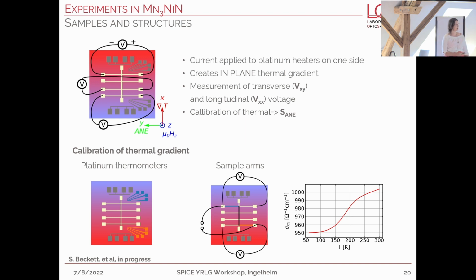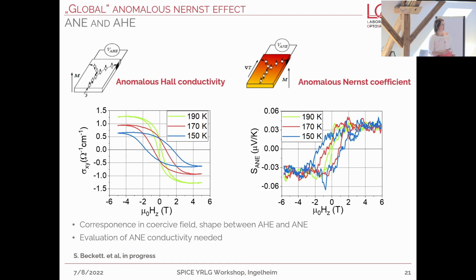So this was the way they got a thermal gradient, and so it enabled them to recalculate the signal to actual Nernst coefficients. And here is a comparison between the obtained Nernst hysteresis loop and the anomalous Hall hysteresis loop. And you see there is pretty good correspondence, both in terms of coercive field, which increases with decreasing temperature, as it should, and also in terms of the general behavior. But so this is good. This enables us to somehow evaluate the Nernst effect in the material.